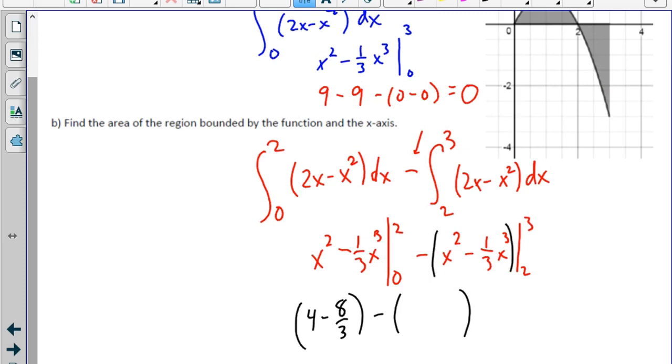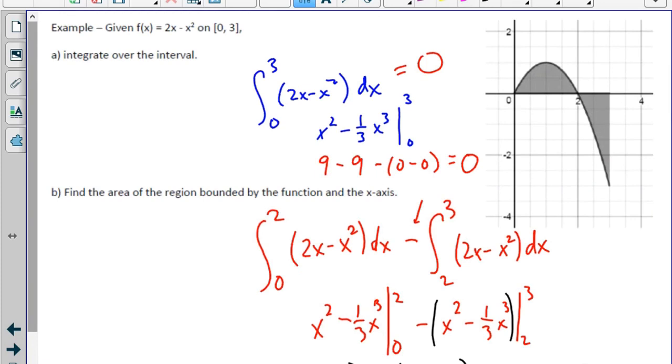So what I end up with is 9 minus 9 minus 4 plus 8/3. When I do a lot of simplifying, I get 4/3 minus negative 4/3, which is plus 4/3. So I get 8/3. So the actual area of this region is 8/3.